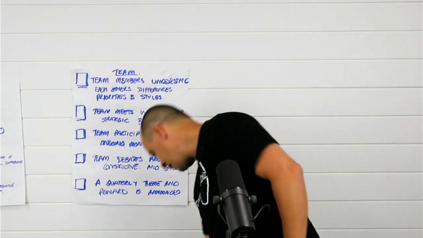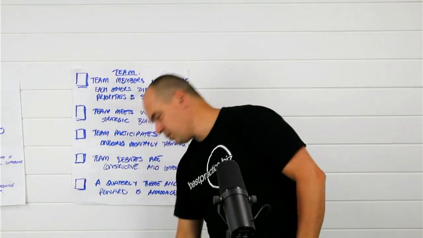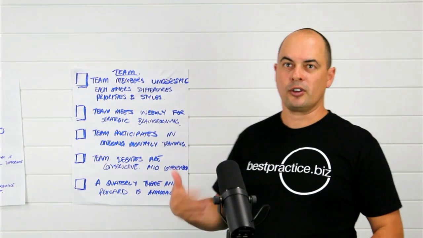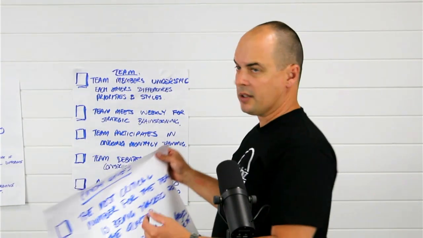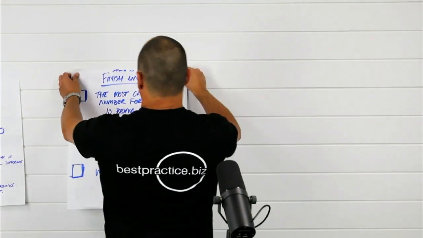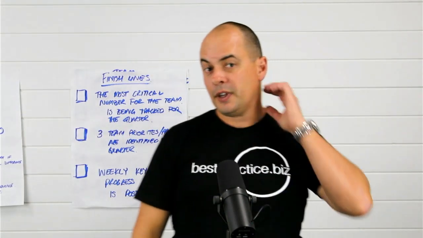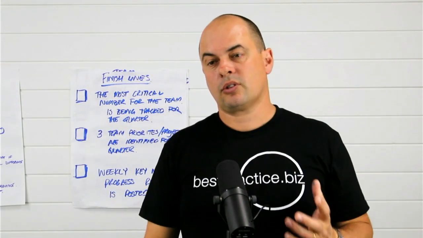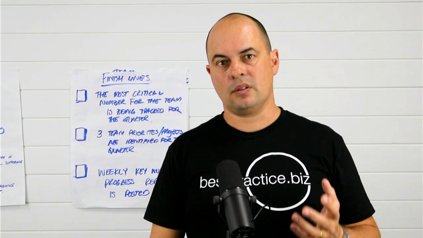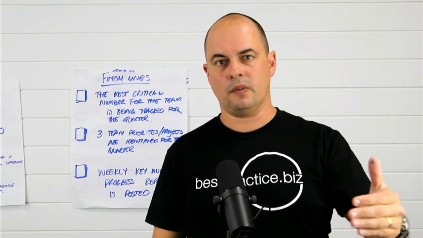Okay, the next one. So the first one was team. We talked about focus, finish lines and fun. I want to talk about some finish lines for a moment. So when we talk about finish lines, one of the most common mistakes that I see in organisations is I don't see the finish lines clearly defined.